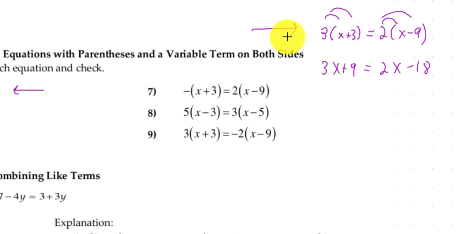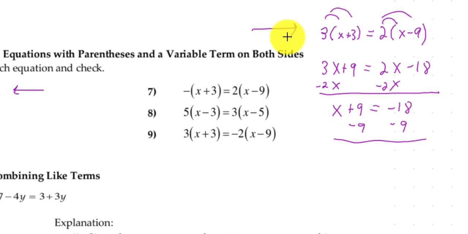Now bring the x's to one side and the numbers, the constants, to the other side. So I subtract 2x from both sides, and that's going to leave me with just x plus 9 equals negative 18. Then to solve for x, I subtract 9 from both sides, and I'm left with x equals negative 27. And that's my final answer for number 4.